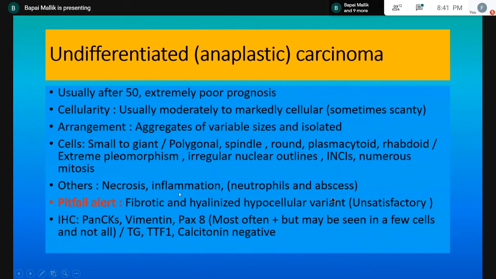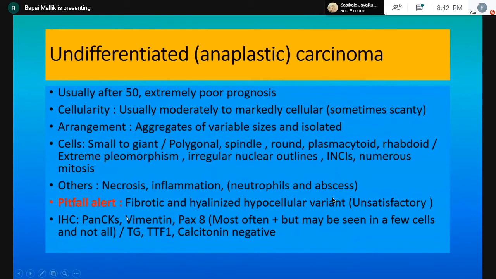Otherwise, you can find necrosis and inflammation. You can actually have these tumors as an undifferentiated component arising in a papillary thyroid carcinoma. That can make things very difficult. But there is a particular variant, a hyalinized and hypocellular variant, which is fibrotic, which can give you very, very hypocellular smears with a few cells here and there, and you might miss it.